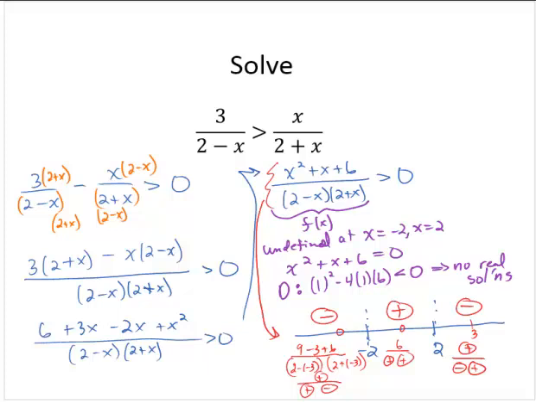So we wanted to solve where, since we transformed the inequality to the simpler form that we've been working with, we see that it's greater than 0 only on the interval between negative 2 and 2. So therefore the solution of this inequality would be negative 2 to 2.